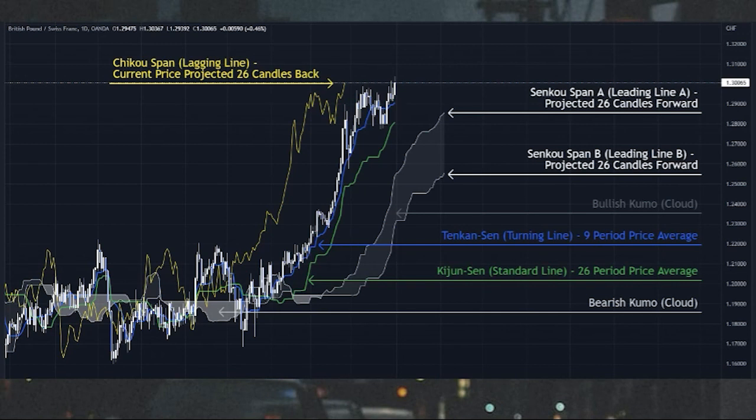The blue line is called the Tenkan-sen. It is created from a 9-period moving average and is named the turning line. This implies that it is the most responsive to short-term price action.